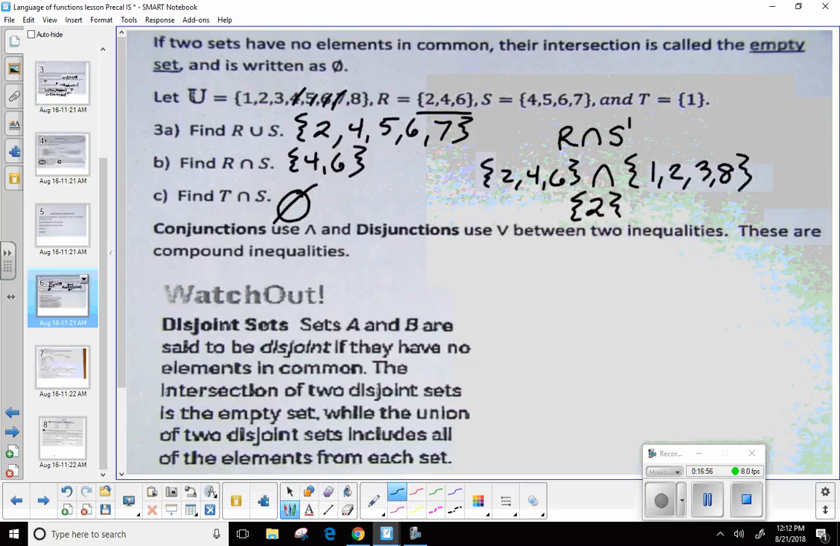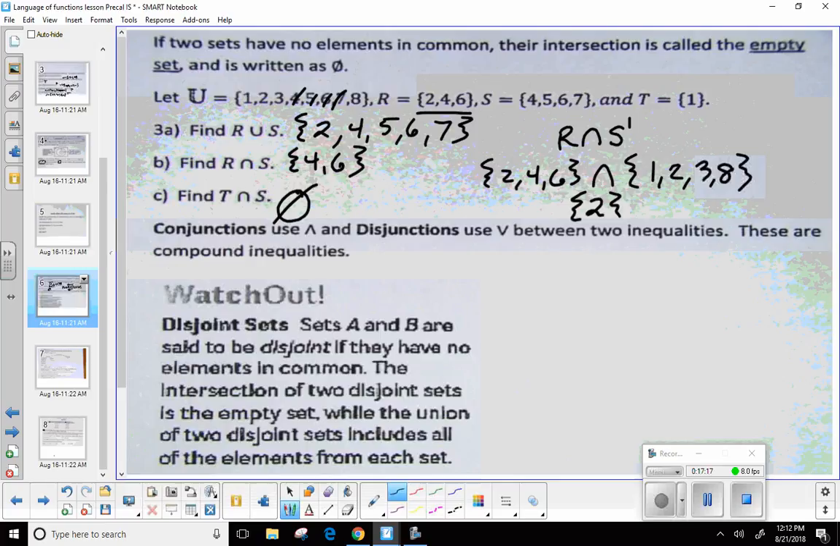Okay. And these type of problems right here, this is what you can expect your quiz to be. It's going to be very, very similar. I'll give you some sets, and then you'll just go ahead and tell me what the unions and the intersections and the complements are. Okay. Any questions on that? Okay.